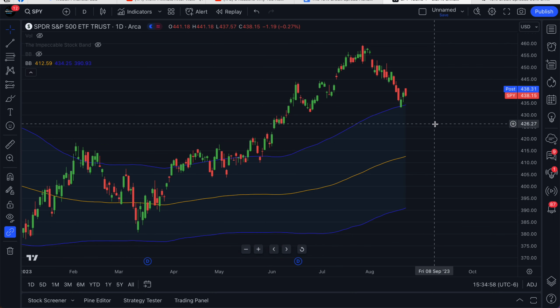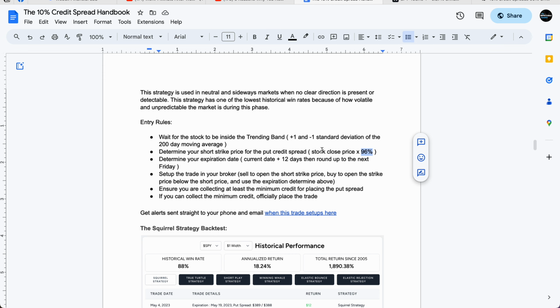That means we're going to sell the 420 put strike price, and we're going to buy the 419 because we buy the one below it. And that is how we set up our put credit spread. We're going to sell the 420 and buy the 419.